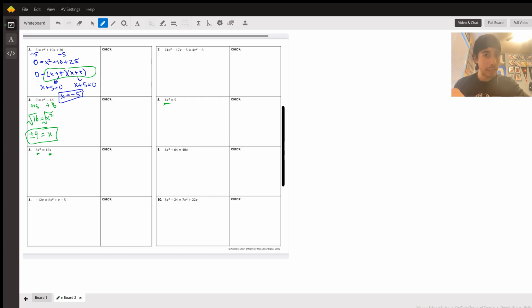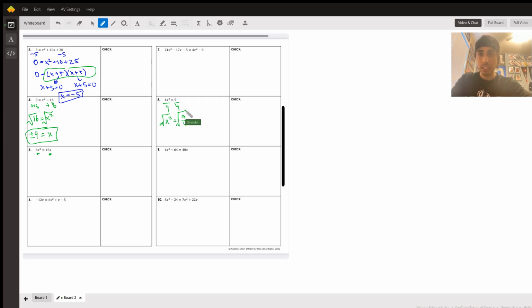Number 8, I'm going to do that one next just because it's similar, so we can see a pattern here. There's only one term with an x. There's an x here, and there's no x on my other term. So I'm just going to solve for x. We're going to divide by 4 on both sides, and you're going to get x squared equals 9 over 4. And again, we're going to take the square root. So always get the x by itself, do that first, and then take the square root every time for these types.